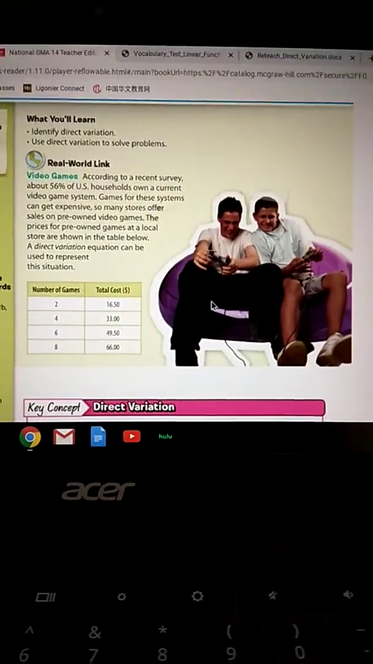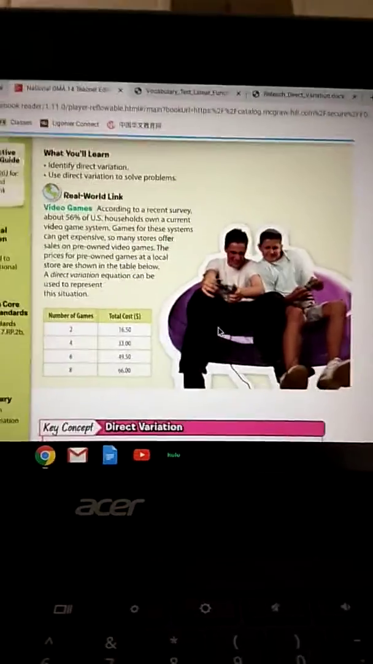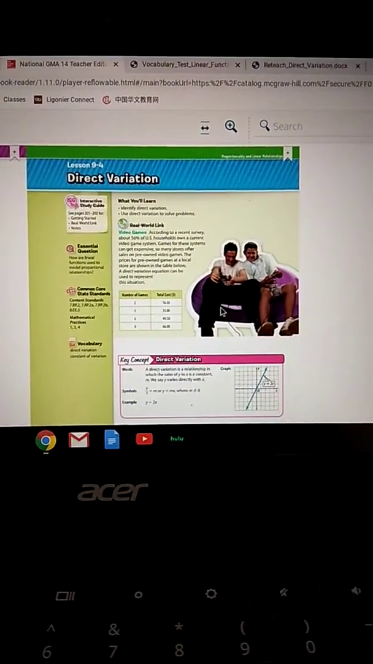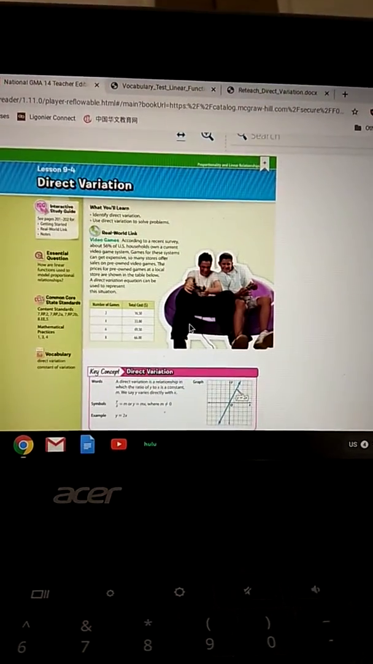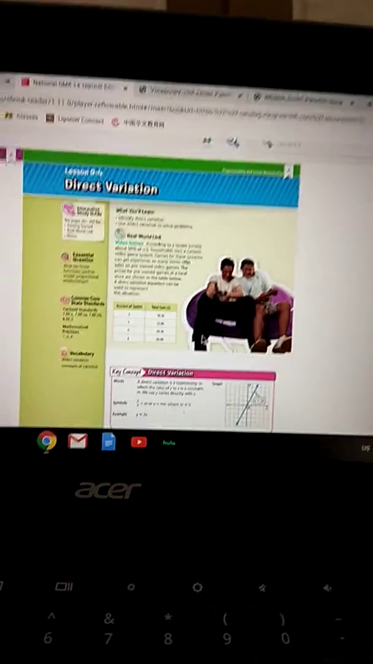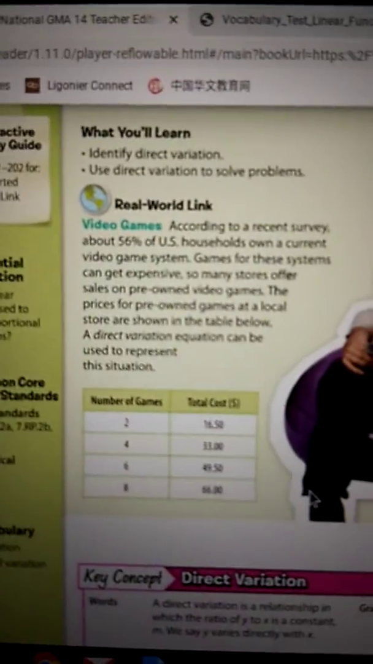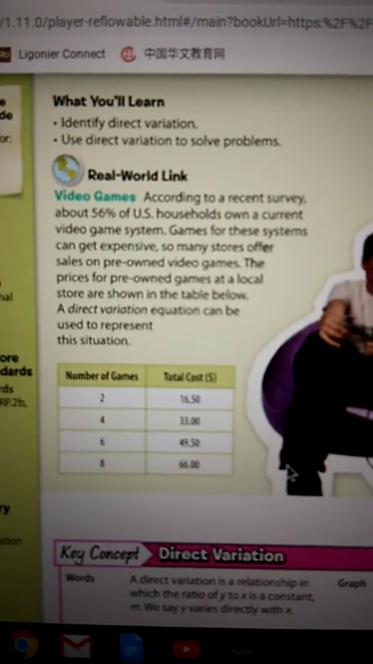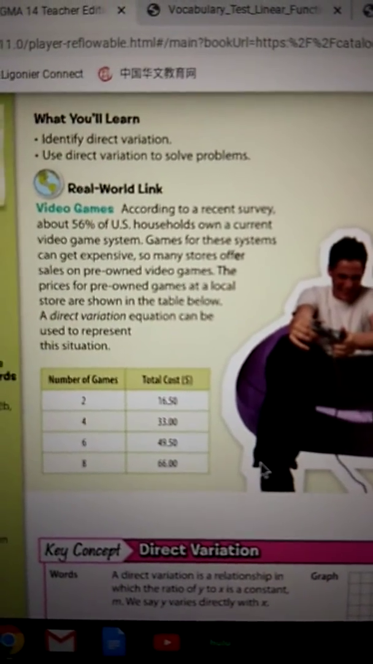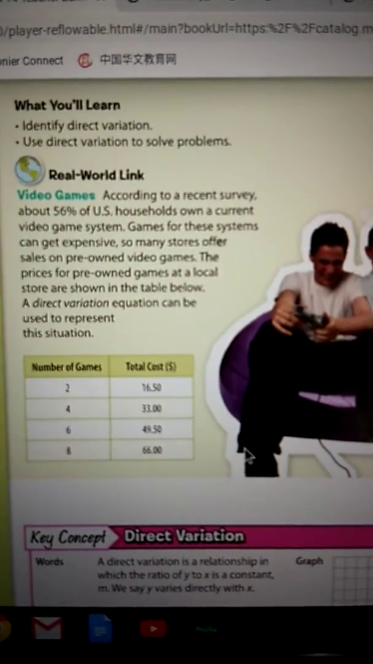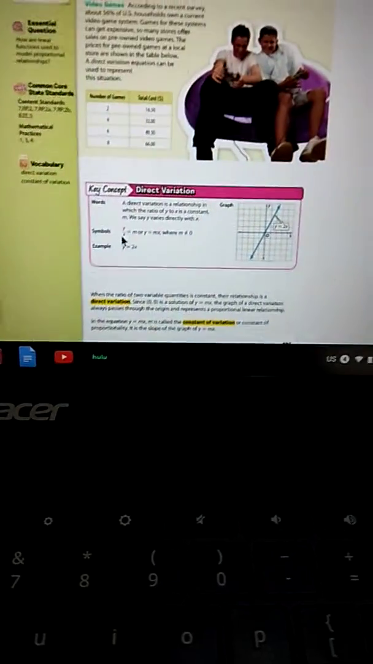How are you guys? I'm going to do a short video today on lesson 9-4, direct variation. Two of the things that we will need to know how to do are, in what you will learn: the first thing is to identify direct variation, and then you will use it to solve problems. The key to identifying direct variations is to look for these two features.